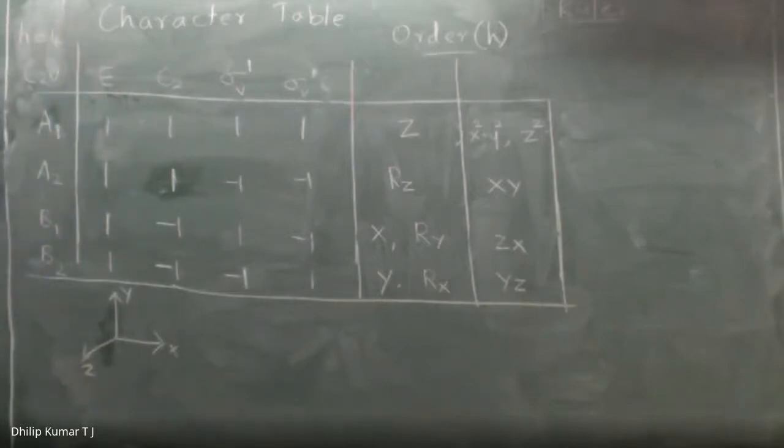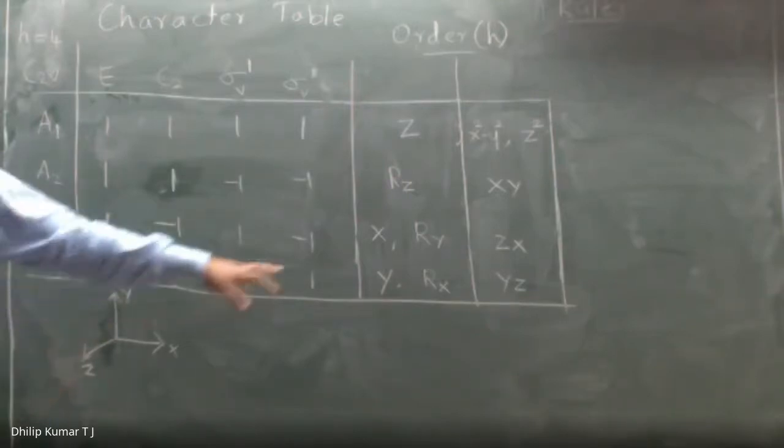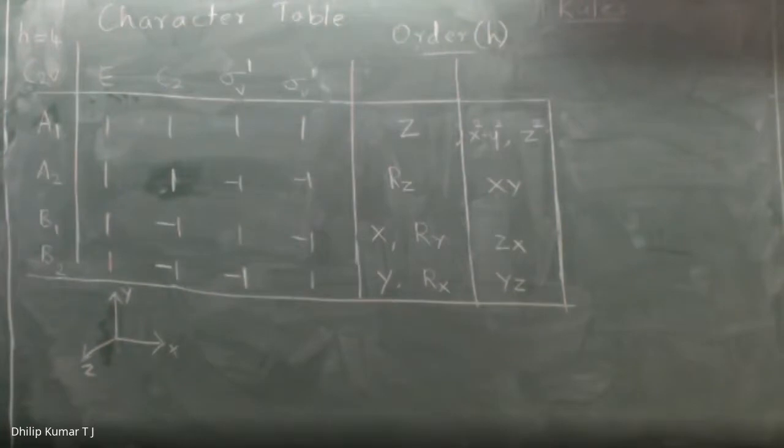Second rule is if you square the characters and sum it up, then it should be equal to h. So you square it: 1 square plus -1 square, -1 square, 1, you sum it all up. So it's going to become again 4. So that rule is also valid.